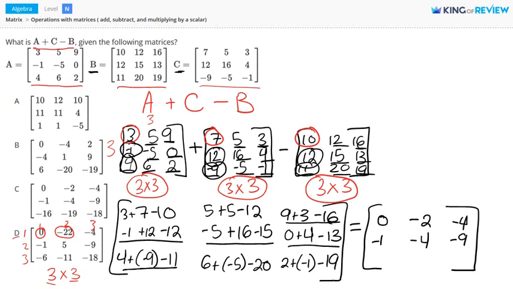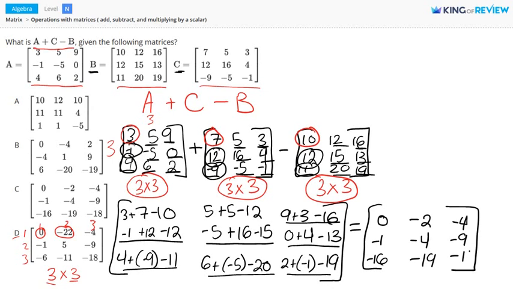4 plus a -9 minus 11 equals -16. And 6 plus a -5 minus 20 equals -19. And then we have 2 plus a -1 minus 19, and this equals -18. So this is our final answer here, and that is letter C.